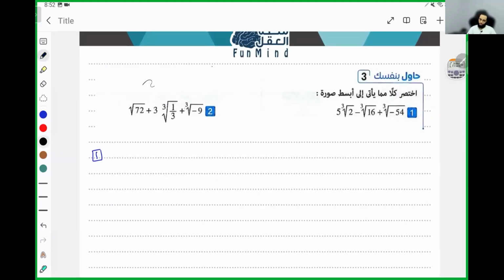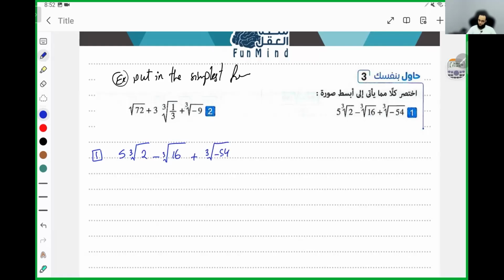Mu'taz, put in the simplest form. Okay. 5 cubic root 2 minus cubic root 16 plus cubic root negative 54. I can write it like the following. Minus cubic root 54. Is it the same or not? I get this negative outside the root. Nothing changed. Okay, this is the same.